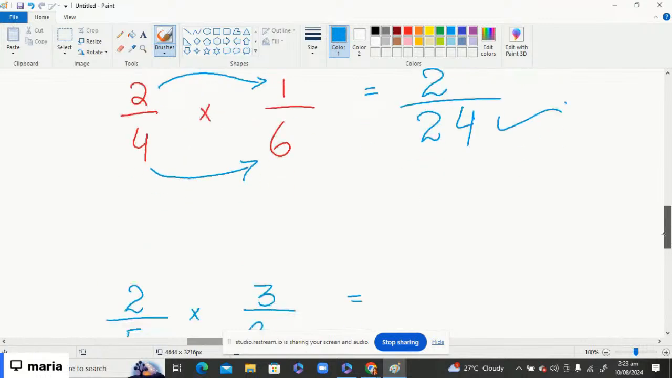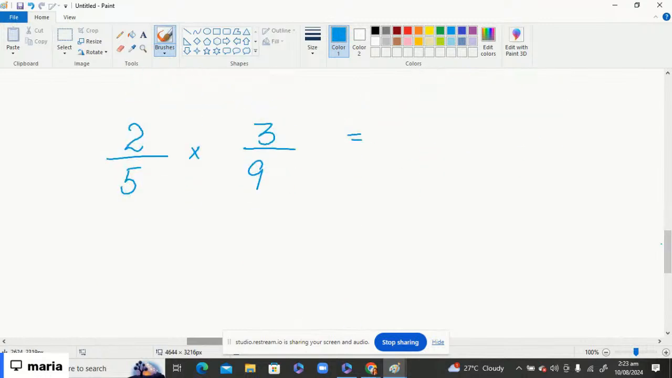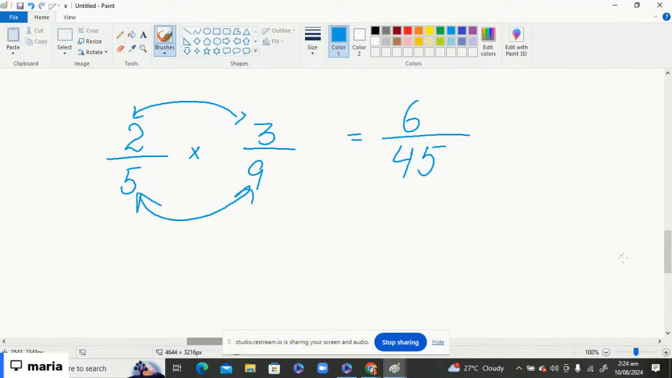So multiply and then tell me, everyone. 2 times 3 is 6. 5 times 9 is 45. This is 6 over 45. Just simply multiply these two numbers with each other and these two numbers with each other. Understand?